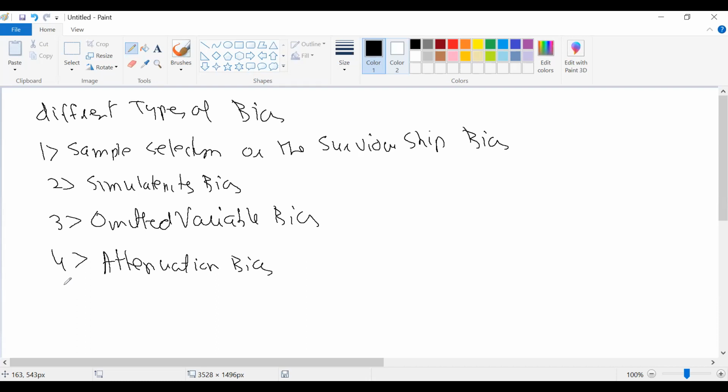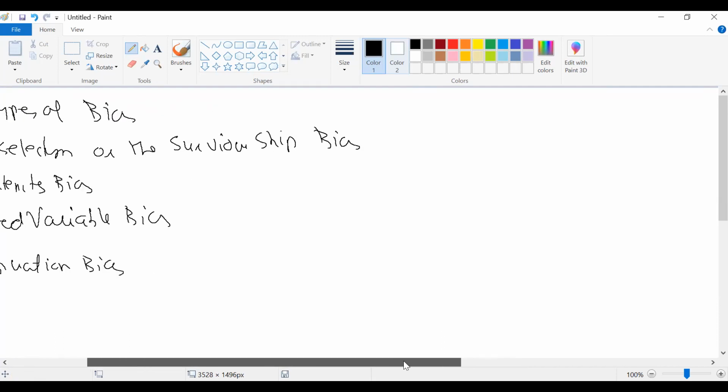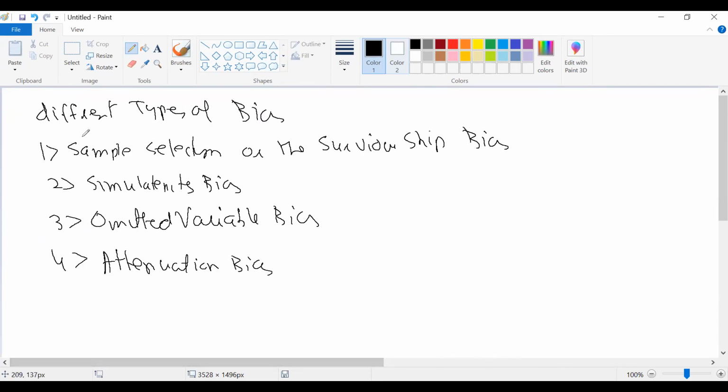Sample selection or the survivorship bias, simultaneity bias, omitted variable bias and attenuation bias. इसका भी I think मुझे याद नहीं, but शायद मैंने एक वीडियो डाला होगा YouTube पर, देख लेना अगर चाहना तो। But later होगा भी. Sample selection or the survivorship bias, simultaneity bias, omitted variable bias, and the attenuation bias. Okay. Now let's discuss one by one. It will not take much time. Max 10 minutes. Sample selection or the survivorship bias.